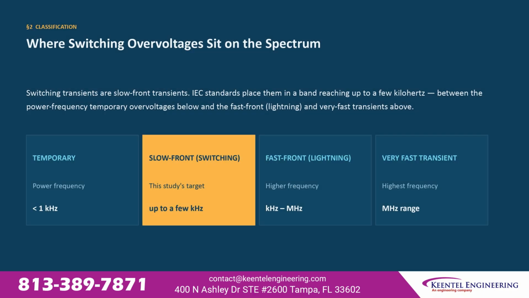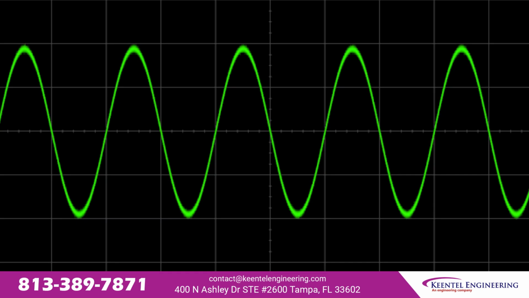Switching transients are classified as slow front transients under IEC standards, occupying the band up to a few kilohertz, sitting between power frequency temporary overvoltages below and fast front lightning transients above. That frequency range determines what model is valid for representing the network. Power frequency models used for load flow are not valid here. The traveling wave physics that produce switching overvoltages require a model accurate from DC up through the kilohertz range, which is why line model selection is one of the most consequential decisions in the study.